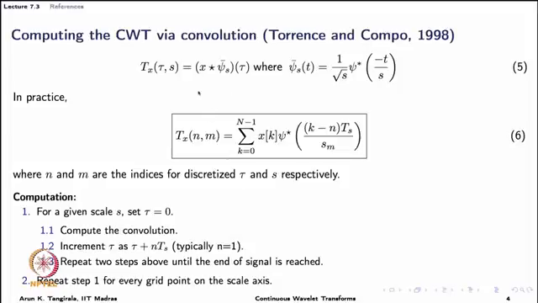And in practice, what we do is we replace this theoretical convolution with a discrete version, because I work with finite length data, and therefore I have to implement a finite length convolution. And this convolution expression that I have given in equation 6 is not in the standard form. In the standard form, you would have had psi star of n minus k times Ts, but here I have k minus n Ts.